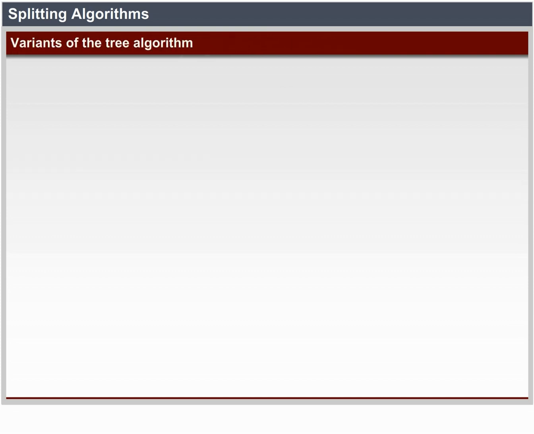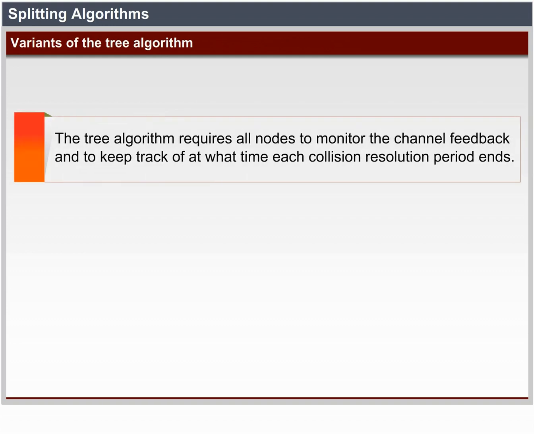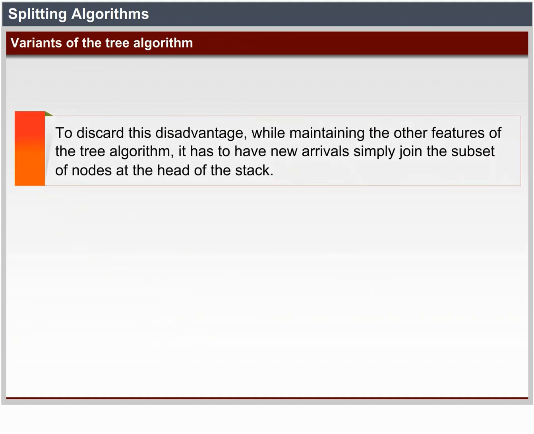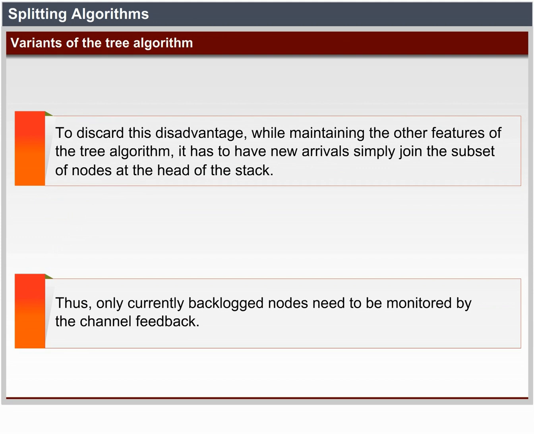Variance of the tree algorithm. The tree algorithm requires all nodes to monitor the channel feedback and to keep track of when each collision resolution period ends. This is a disadvantage if the receivers at nodes are turned off when there are no packets to send. One way to avoid this disadvantage while maintaining the other features of the tree algorithm is to have new arrivals simply join the subset of nodes at the head of the stack. Thus, only currently backlogged nodes need to monitor the channel feedback.